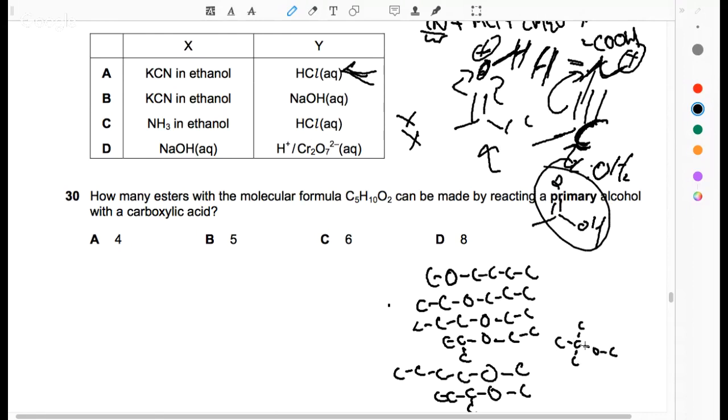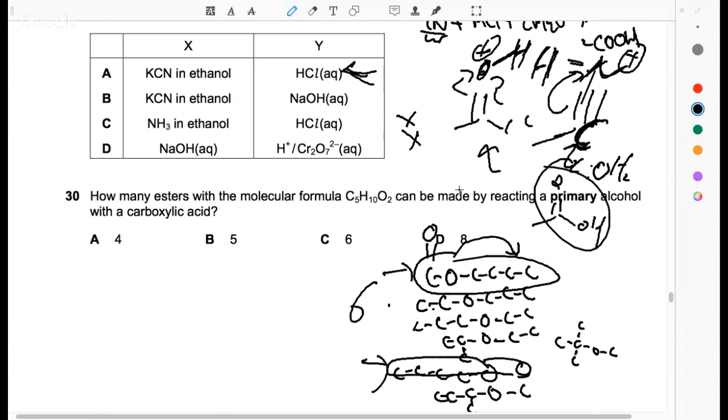C. 1, 2, 3, 4, 5, 6, 7, 8. 1, 2. Okay, so there is a bit of a mistake made here, right? If you think about the symmetry of this compound, there's a carboxylic group, and the double bond. If you move this ester group to the other end of the chain, it will be the same. So that one would actually be the same as this. Oh yeah, they are the same. So it gives you 6. Okay, all right.